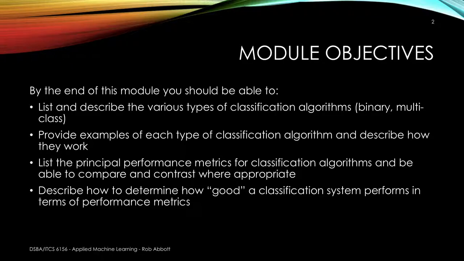And I also want you to be able to determine how good a classification system performs in terms of these performance metrics. So this is going to be things like your confusion matrix, being able to describe the sensitivity of an algorithm, being able to describe the recall ability of an algorithm or a model.